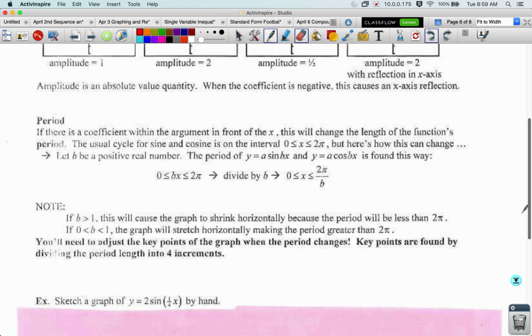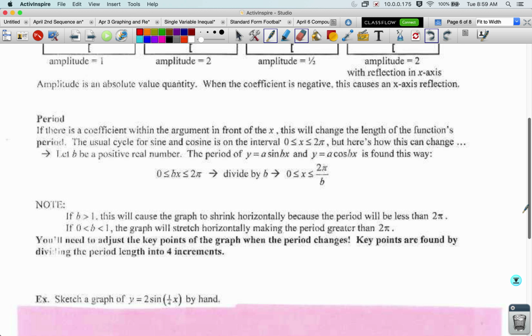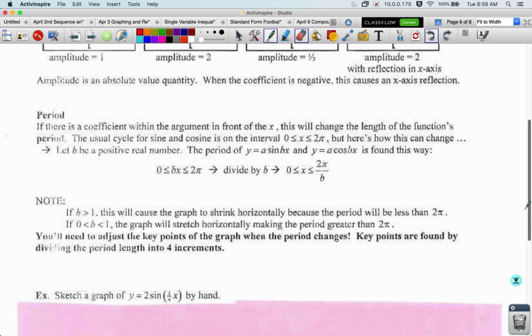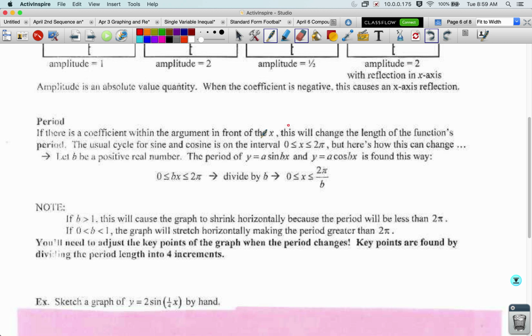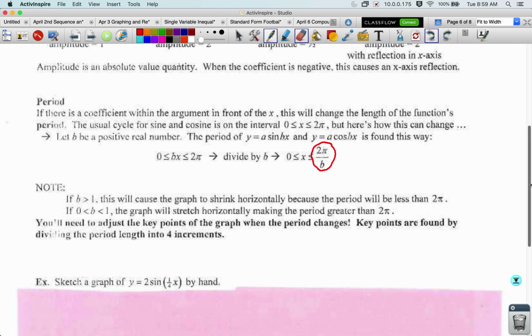Period. There's a coefficient within the argument in front of the x. This will change the length of the function's period. The usual cycle for sine and cosine is the interval 0 to 2 pi. And here's how that can change. Let b be a positive number. The period of a sine b of x and a cosine b of x is right here, 2 pi over b. You just take the original period and you divide it by this horizontal stretch factor of b. Notice if b is greater than 1, it's going to cause it to shrink horizontally.